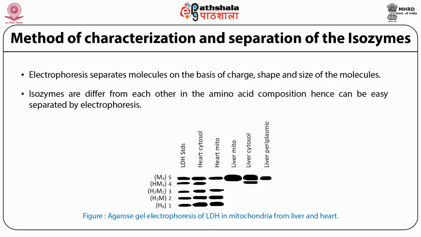For example, if you see the liver matrix and the heart cytosol, you will find that in liver we have the M4 form expressing, while in the heart cytosol it is the H4 form that is dominating. Even in the liver cytosol we will have the M4 form dominating.